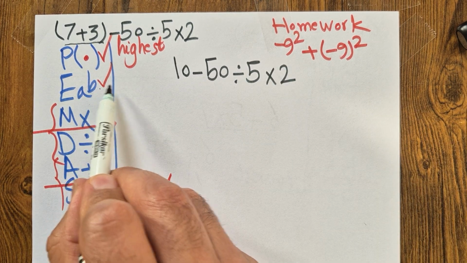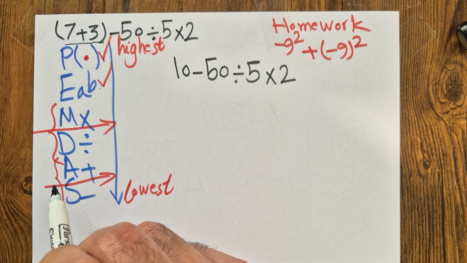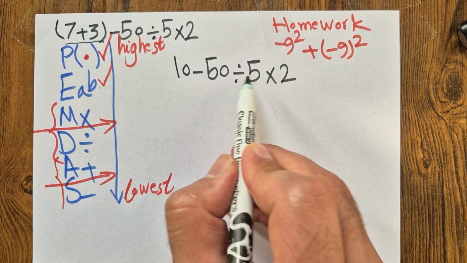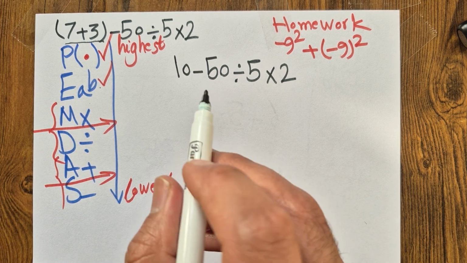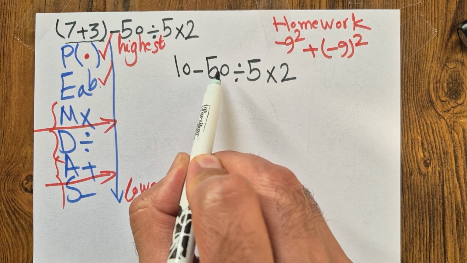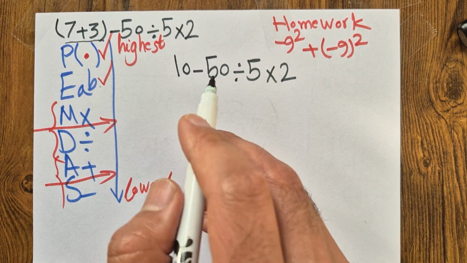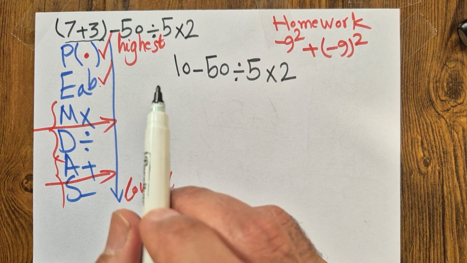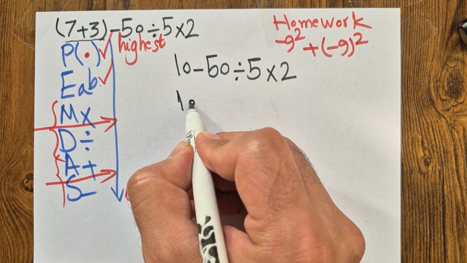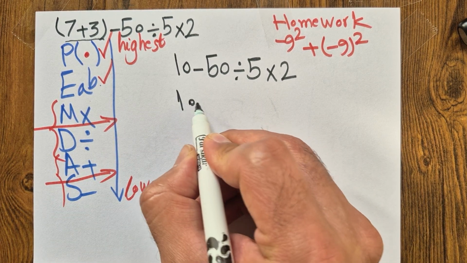Do we have any exponents? No exponents. Do we have any multiplication or division? Yes. Division, multiplication, go from left to right. You can't say 10 minus 50 because you would end up with the wrong answer. You would fall for the trap, hook, line, and sinker. So just in this step, multiplication and division.